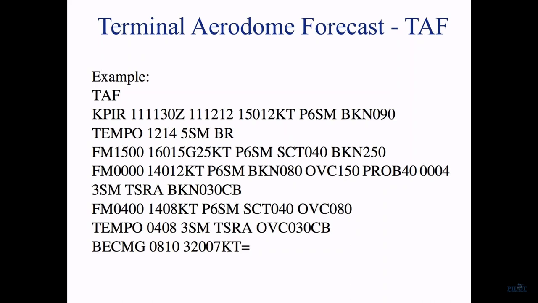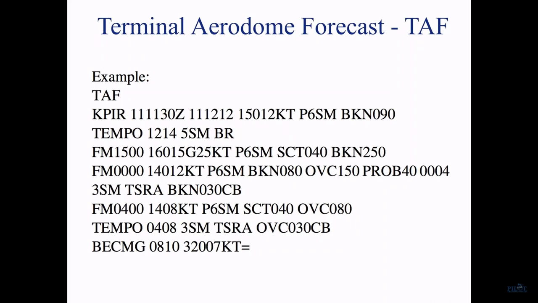4. Valid period, date and time, 11:12:12. The valid forecast time period is given by a 6-digit number group. The first two numbers indicate the date, followed by the two-digit beginning time for the valid period, and the last two digits are the ending time. 5. Forecast wind, 15012 kt. The wind direction and speed forecast are given in a 5-digit number group. The first three indicate the direction of the wind in reference to true north. The last two digits state the wind speed in knots, as denoted by the letters kt.